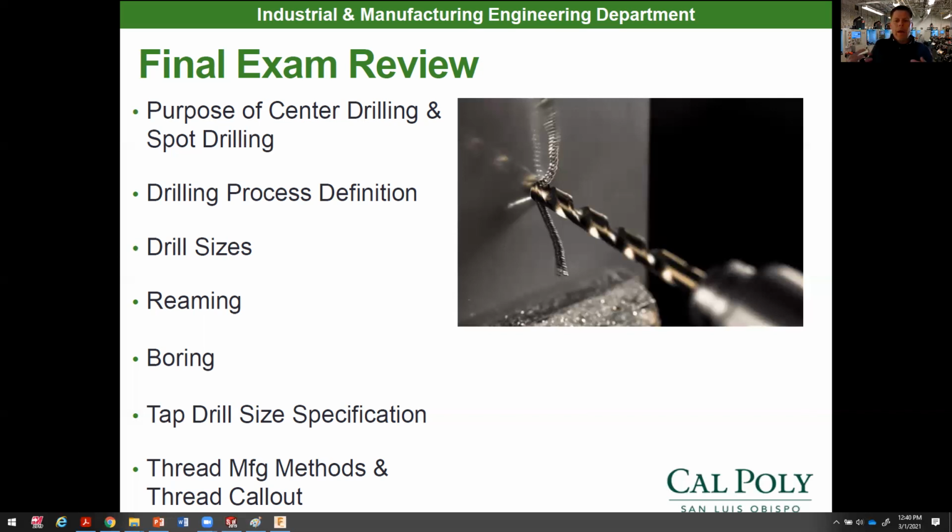Then we have tap drill size specifications. If I had an internal thread, a B type of thread, and I needed to make it, I would have to drill a hole before I use the tap to manufacture that internal thread. So I might ask you what tap drill size to drill the hole in order to cut the thread with a tap, and give you the tap chart from the manual on the test. So know how to read that drill and tap chart as well for this exam, like we did on the homeworks.